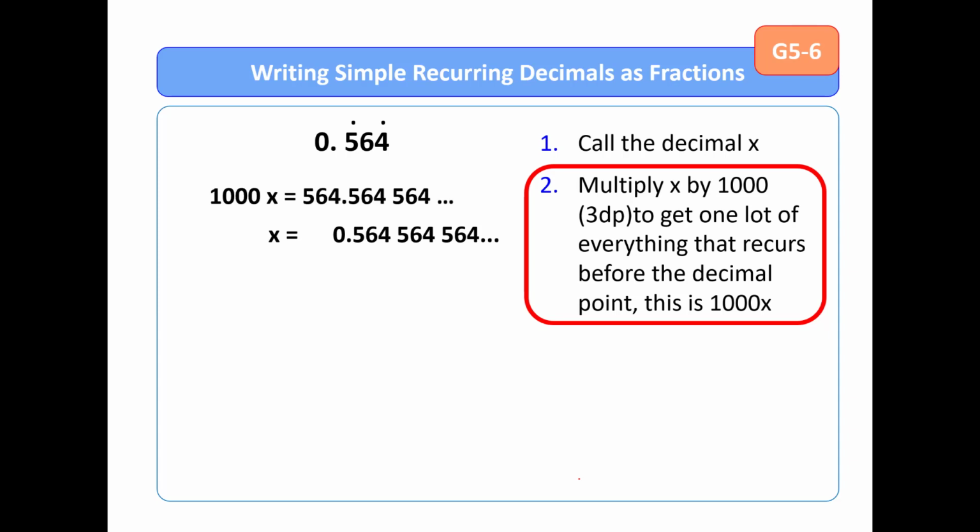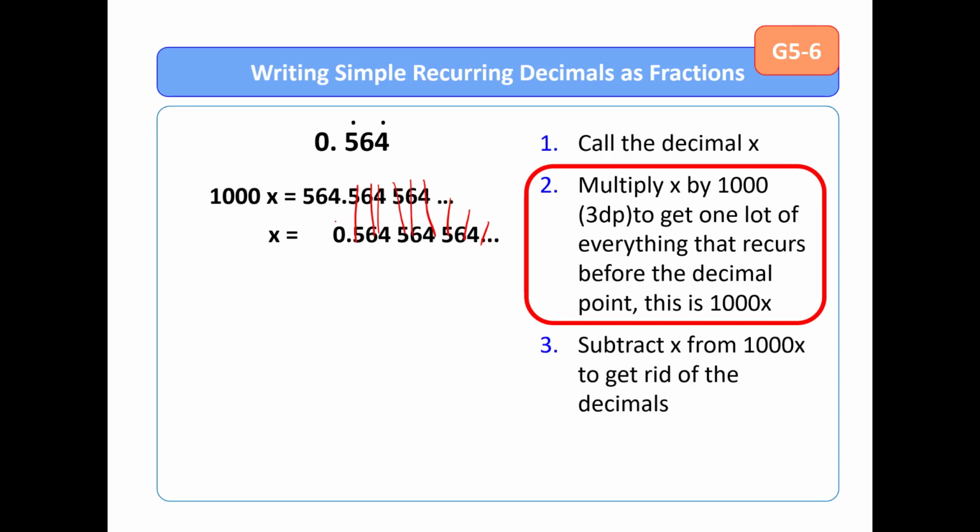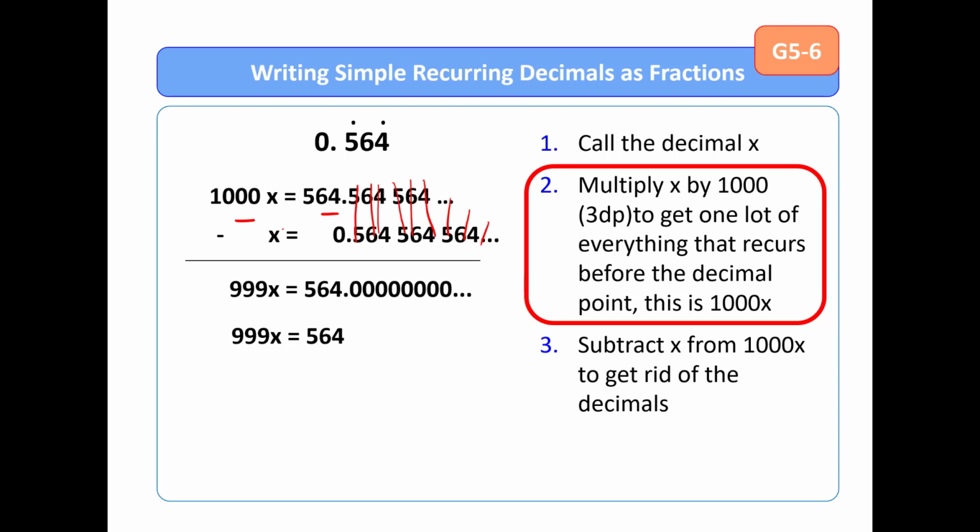What I mean is this. Can you see these decimals line up? So these all cancel quite nicely. So what we want to do is turn them into whole numbers so we can cancel it. Now we're going to subtract from here and here. So we're going to get 999x equals 564.